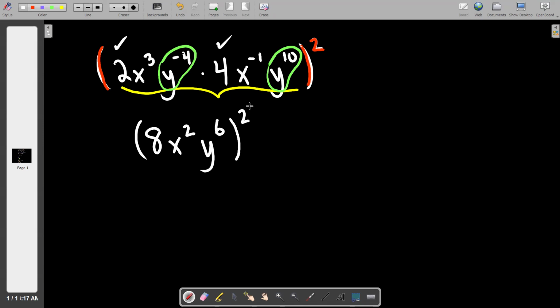So here we go. When the exponent goes to the 2, what's 8 to the power of 2? Yes, 64. What is x squared to the power of 2? X to the 4th. And what is y to the 6th to the power of 2? I can tell this is going to be the property that you struggle the most with. I haven't heard but one person say it. It is y to the 12th power.